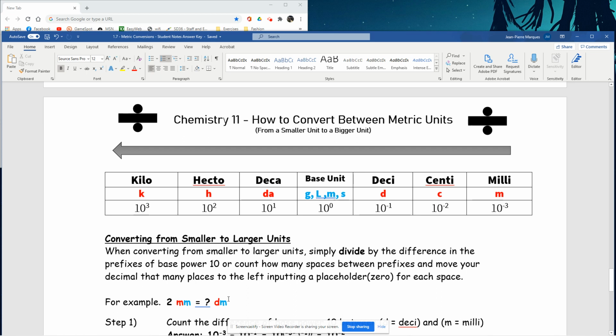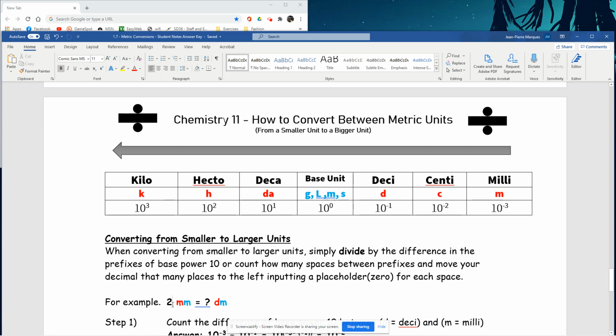Okay, let's go through our first conversion here. Let's go from millimeters, which is here, to decimeters, which is here. Smaller unit, bigger unit. So we're going from a smaller unit to a bigger unit. Therefore, using our counting method, move one, move twice. I'm now going to move my decimal 2 spaces to the left.